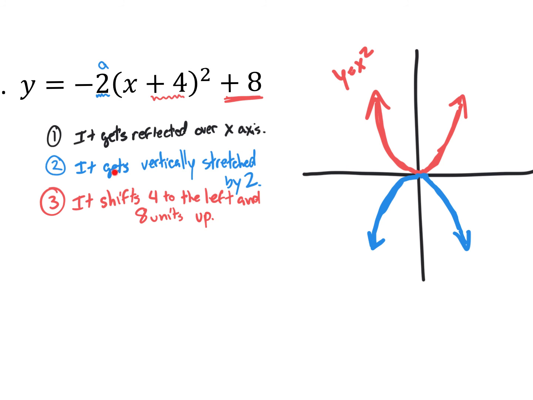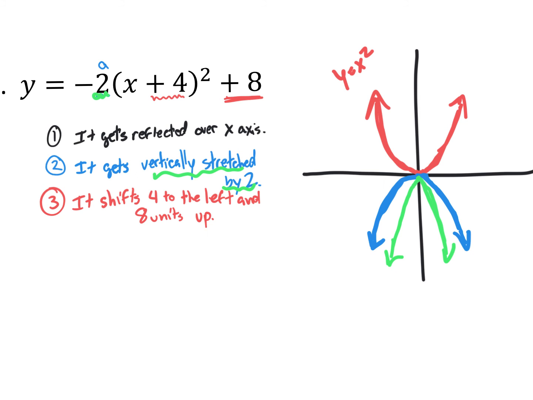And then it gets vertically stretched by 2. If I take this parabola and stretch it vertically, it's going to get narrower, right? So it gets vertically stretched by 2. That 2 right there is going to cause my parabola to get stretched, to get narrower. Okay, now this is not precise, but it's a good sketch that we're doing so far.